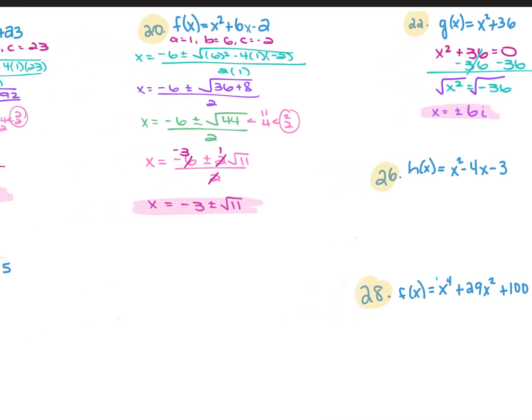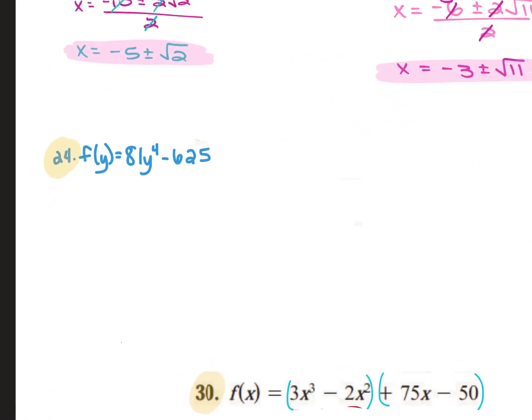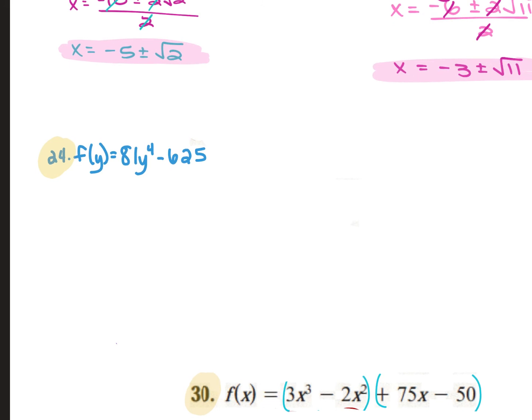For 24, you have f of y is equal to 81y to the fourth power minus 625. You can take the square root of the 81y to the fourth power as well as the 625. So this is going to give you 9y squared minus 25 times 9y squared plus 25. And we just set this equal to 0.